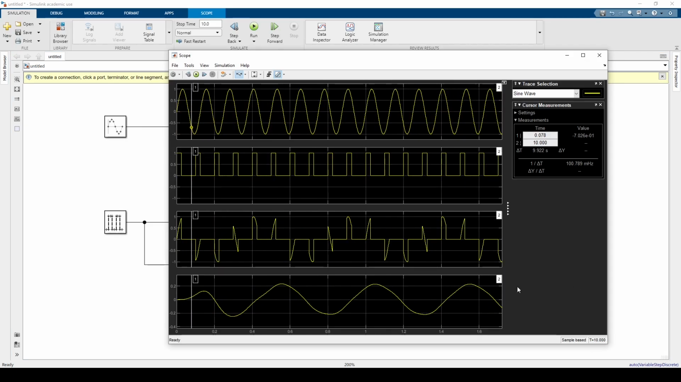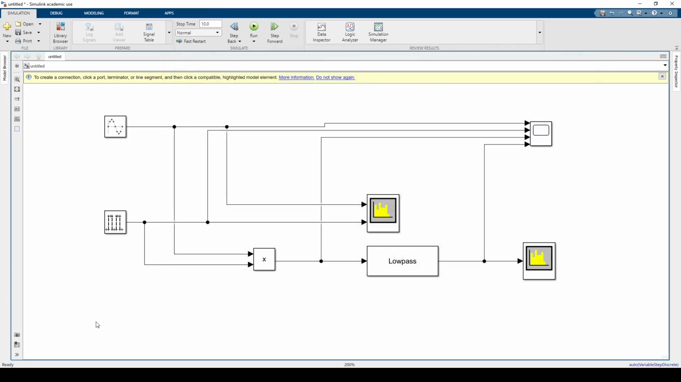So as you can see, when we attempt to reconstruct the sine wave, we have a frequency that is less than the original frequency. This is known as aliasing. And this is basically how you make the sampling circuit on Simulink.